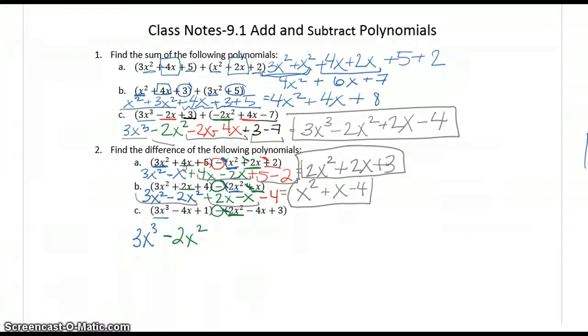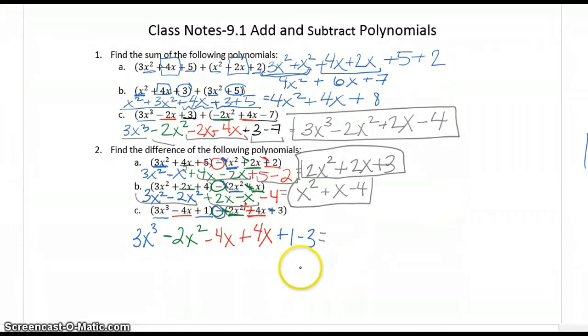Let's look for our terms with just x. Here we have minus 4x, and here we have minus 4x, but we are subtracting, so when you have minus a negative number, remember it becomes plus a positive, so you're going to add 4x here. Last, we look at just our numbers. We have plus 1, and we have minus a positive 3, so it becomes minus 3.